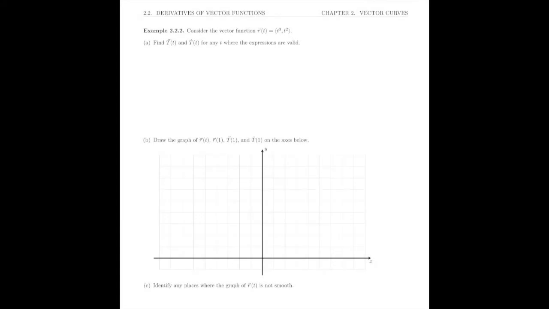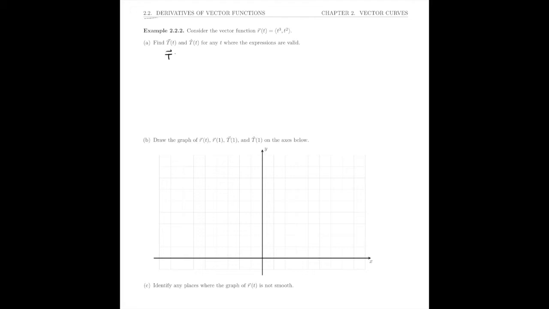In this video, we're continuing section 2.2 on the derivatives of vector functions by doing example 2.2.2. Here we're given the vector function in two-dimensional space. r of t is t cubed and t squared. And we're first asked to find the tangent vector and the unit tangent vector, for any t where the expressions are valid. So we have to remember what these are defined as.